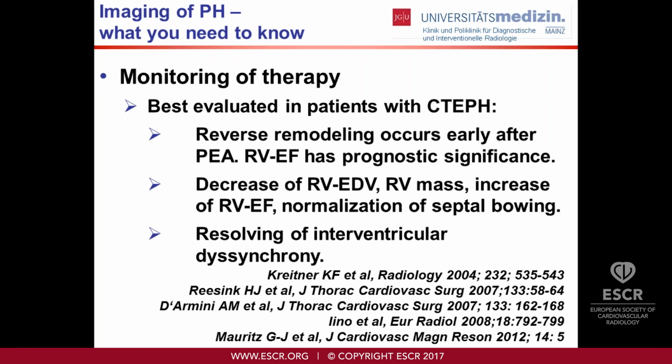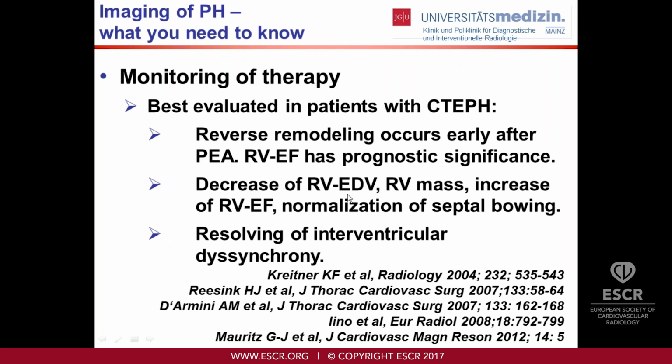This is the same patient I already showed to you. This is the same patient 2 weeks after successful PEA. There is a nearly complete normalization of the pulmonary arterial vasculature. Well, there are some risks, but pulmonary hemodynamics return to normal.